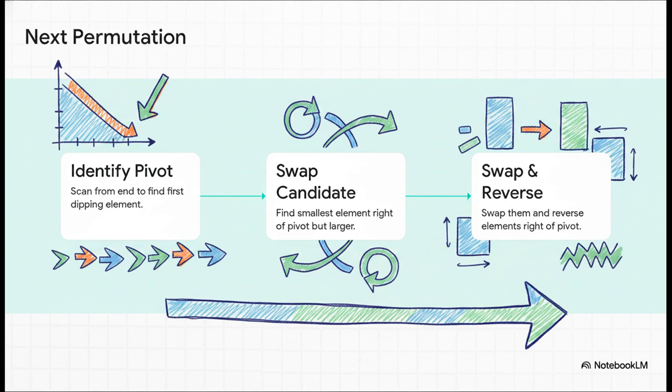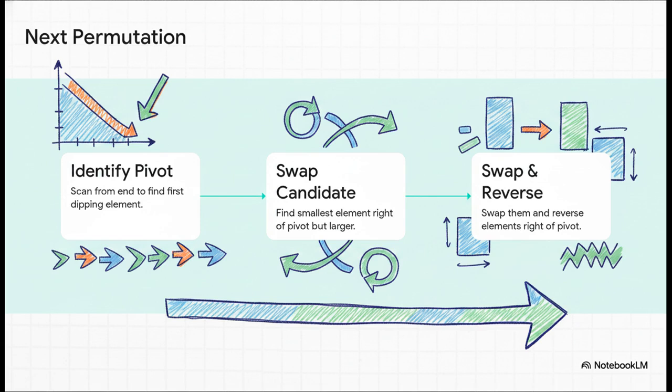Step 1. Scan backward from the end to find the first number that dips down. That's your pivot. Step 2. Scan backward again to find the smallest number to the right of the pivot that is still larger than the pivot, and swap them. Step 3. Reverse everything to the right of your original pivot index.